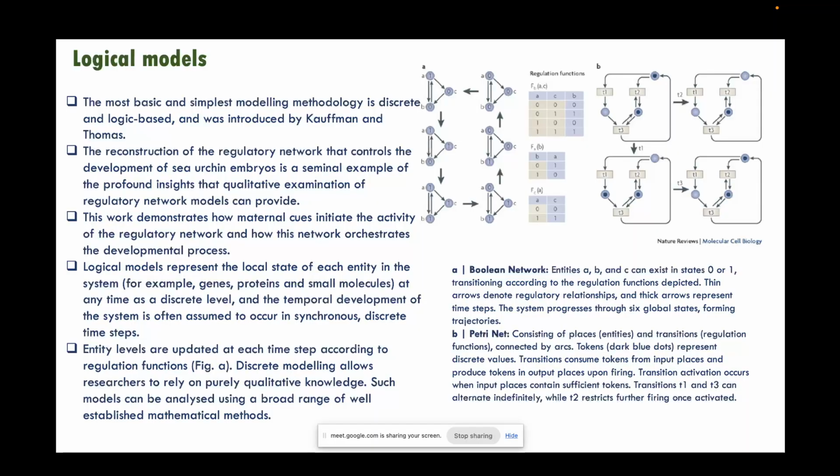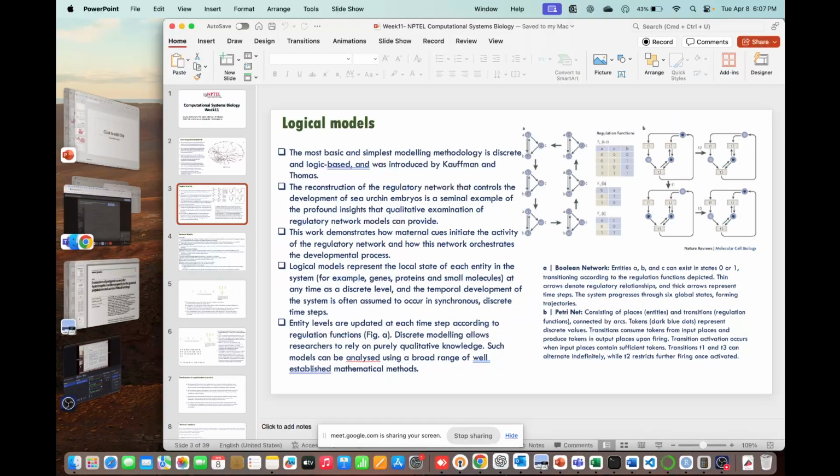So the first type of tools or models used to model gene regulatory networks are logical or Boolean models. These are logic-based models, basic and simple in terms of the model, and discrete logic based. They were introduced by Kauffman and Thomas. The reconstruction of the regulatory network that controls the development of the sea urchin embryo is a seminal example of the profound insights that quantitative examination of regulatory network models can provide.